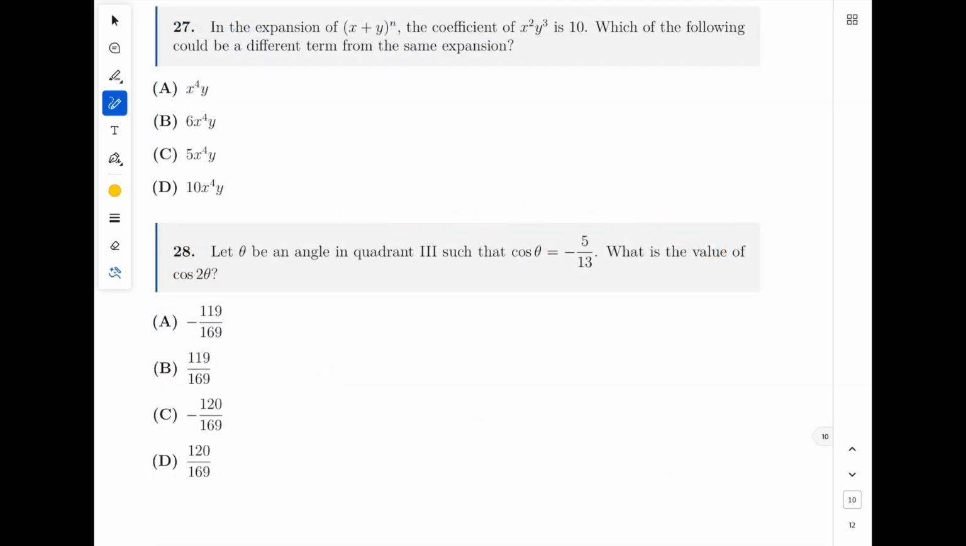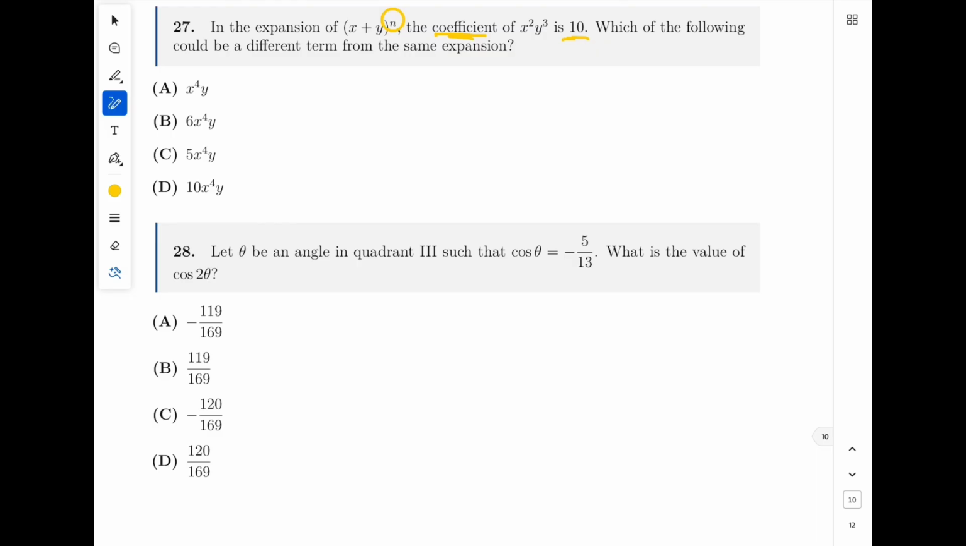Okay, question 27. I really like this question. In the expansion of x plus y to the power n, the coefficient of this is 10. Which of the following could be a different term from the same expansion? Have a shot at this. Now, many of us might be tempted to work with the coefficient being 10, and the main goal would be to figure out the value of n, right?